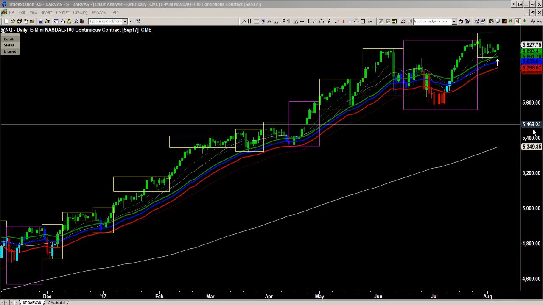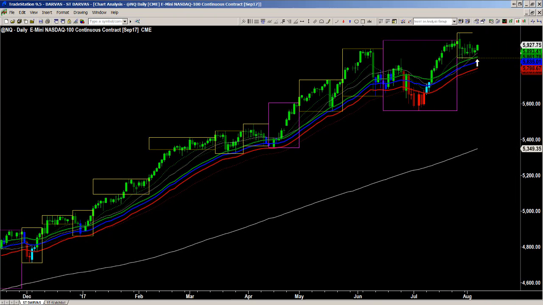Now, the challenge here is we're not at the lows where we would buy. We're not quite at the highs either, up in this area where I would look to possibly sell or look for a shorter term time frame to roll over. So I'm not looking at that resistance either.